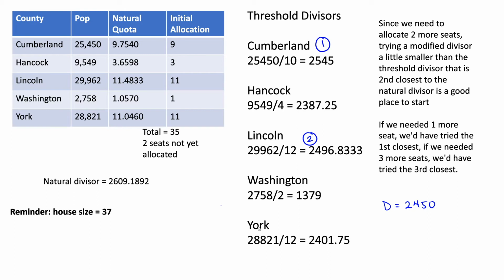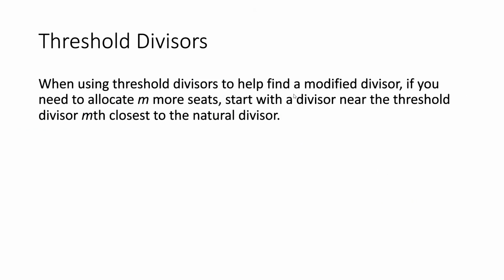So if you want to use threshold divisors to help you avoid guess and check and get a divisor that will work more quickly, this is a technique you could use. You would find the threshold divisors for all of these states, and then depending on how many more seats you need to allocate, you would go for the first closest threshold divisor or the second closest or the third closest, and so on. When using threshold divisors to help find a modified divisor, if you need to allocate m more seats, start with a divisor near the threshold divisor mth closest to the natural divisor.